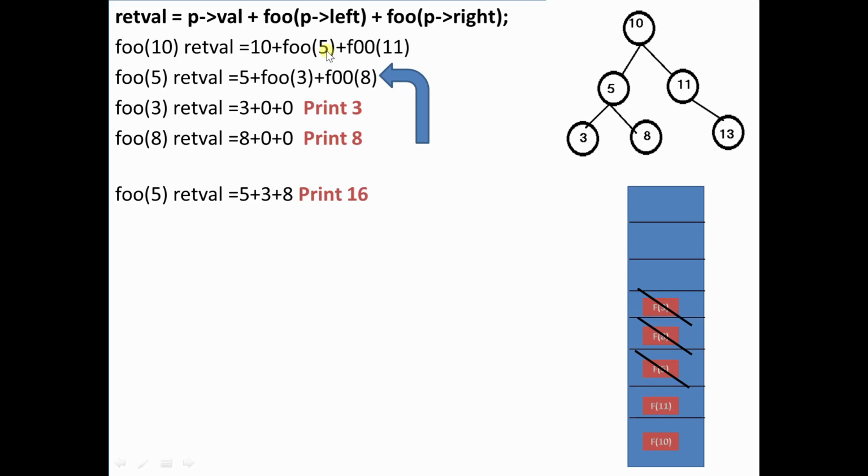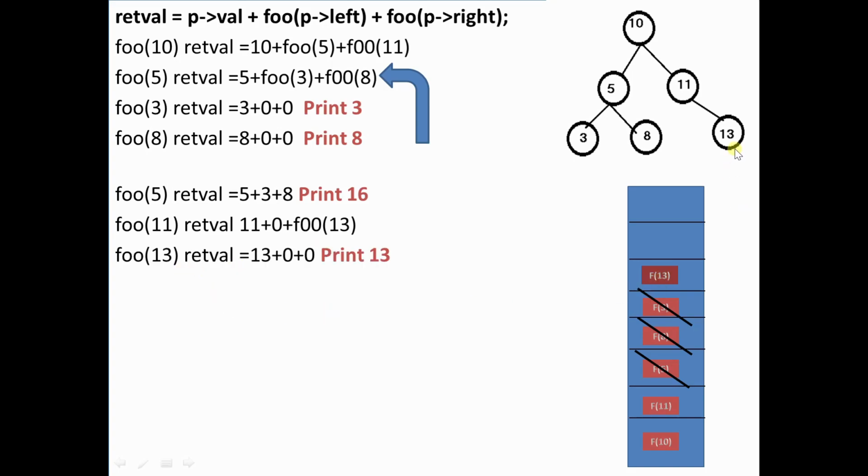And for f of 10 we need f of 5 and f of 11. So we already found f of 5. Now we are going to find f of 11. For f of 11 we have one child node. So f of 11 is not a null value. So we apply this equation. It is 11 plus 0 plus its right child f of 13. And now we have one more function f of 13. I keep it in the stack. And I am going to find the value for f of 13. It has no child. So the answer is 13. It will print the value 13 and then it will return it to its root function.